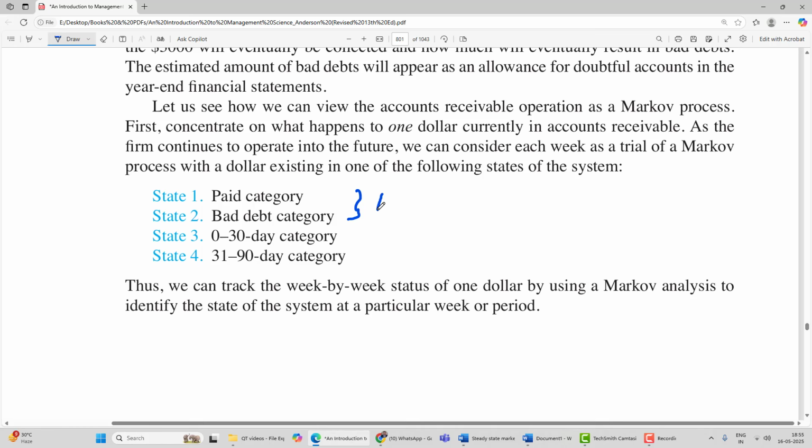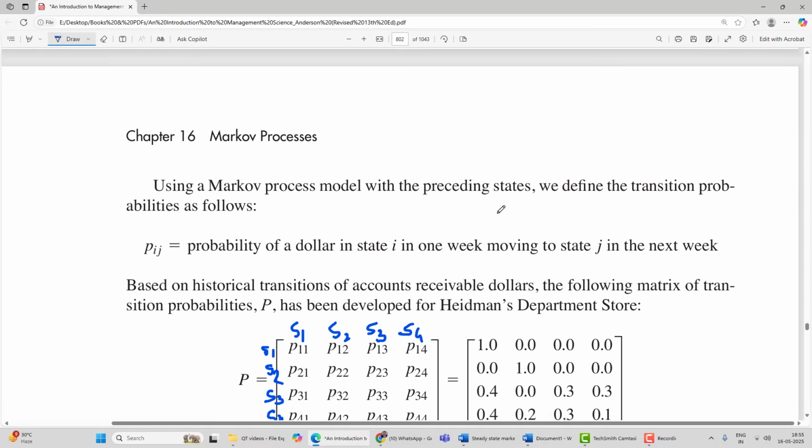The first 2 categories are called absorbing categories, because once the account reaches there, it cannot be changed. Whereas the other 2 categories are called transition categories, because from here the accounts can become bad debt or become paid, or interchange between 0 to 30 days and 31 to 90 days. So these are called transition states. So these 4 states and their transitions are shown in the transition matrix which is given to us.